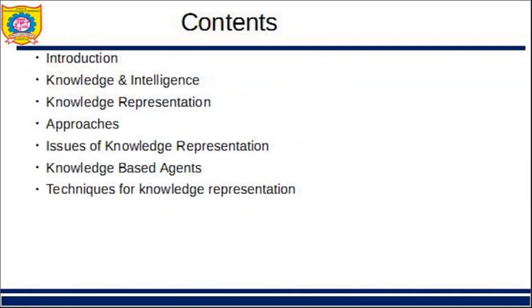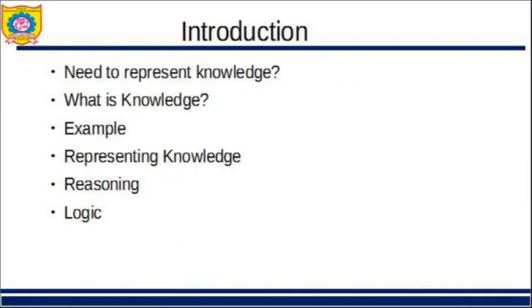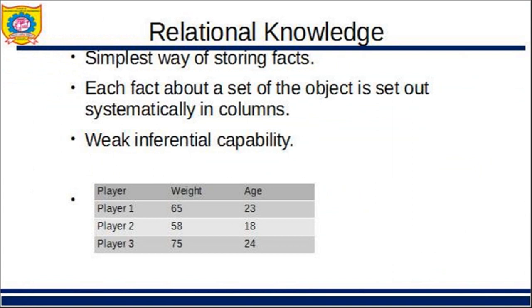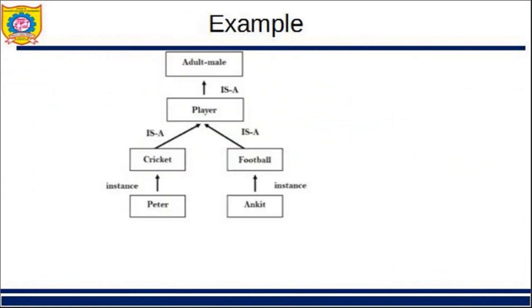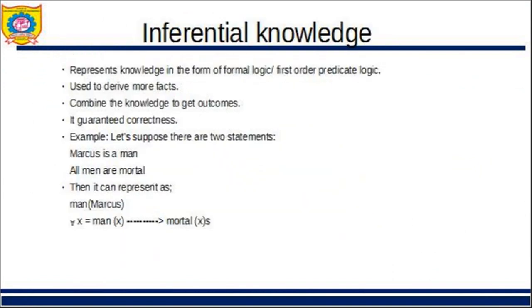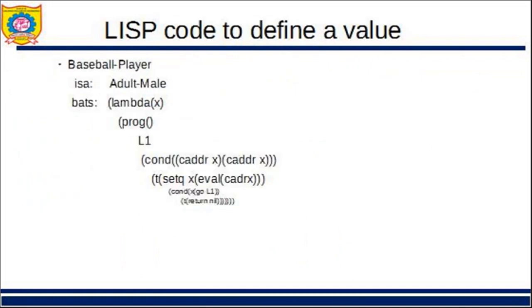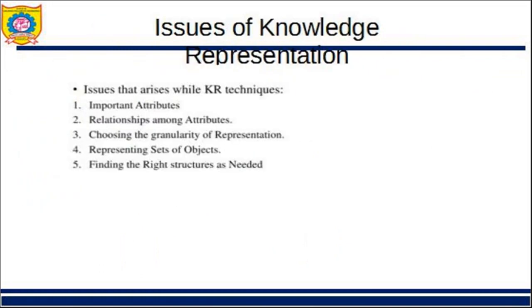In our previous videos, we have learnt about why to represent knowledge, how to represent knowledge, and what the different approaches to represent knowledge are. All this we've seen in our previous video. Let us go to our next topic: what are the issues with respect to knowledge representation? What are the problems?